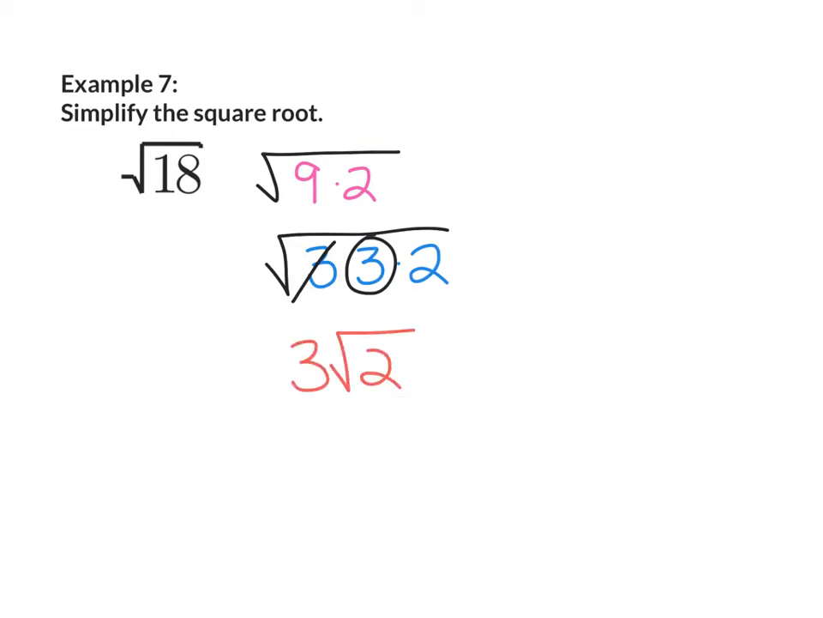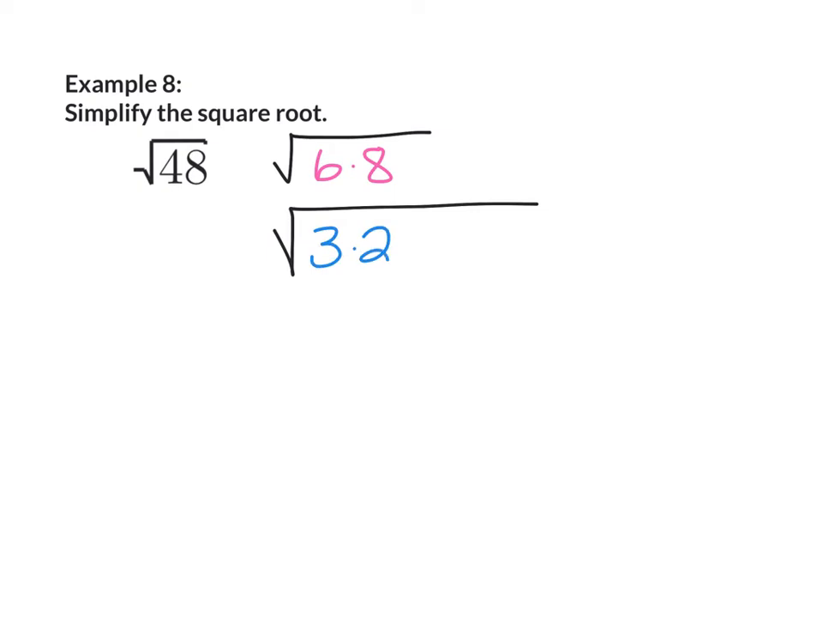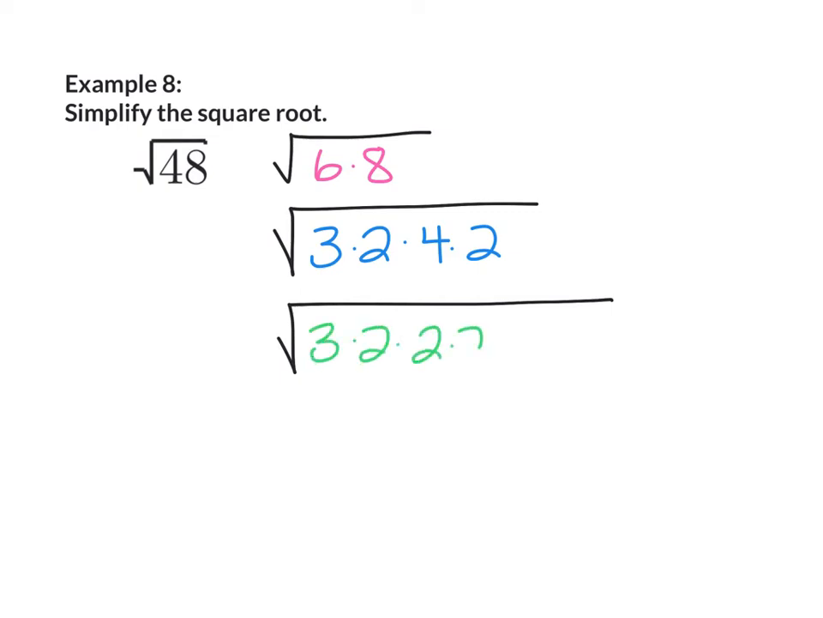Example number 8. Simplify the square root. I know that the square root of 48 can be broken down to 6 times 8. I don't have any twins, so I'm going to do it again. So 6 can be broken down to 3 times 2, and then 8 can be broken down to 4 times 2. I know that 4 can be broken down further, so I'm going to do it again. So I'm going to bring down 3 times 2. And then 4 can be broken down to 2 times 2. And then I'm going to bring down the 2.